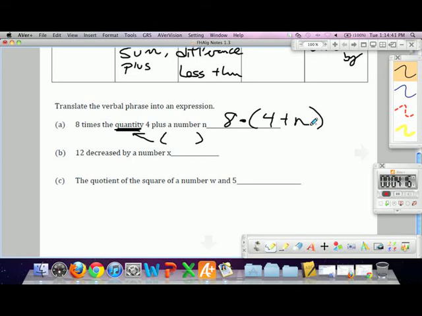How about an easy one? 12 decreased by number x. I would go 12 minus x. Decreased by is going to be start with something and then take away the next. So I would definitely go 12 minus x in this case.